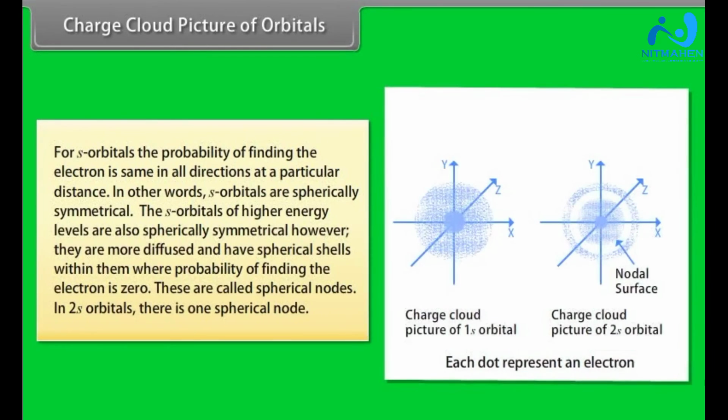Charge cloud picture of orbitals. For s orbitals, the probability of finding the electron is the same in all directions at a particular distance. In other words, s orbitals are spherically symmetrical. The s orbitals of higher energy levels are also spherically symmetrical, however, they are more diffused and have spherical shells within them where the probability of finding the electron is zero. These are called spherical nodes. In a 2s orbital, there is one spherical node.